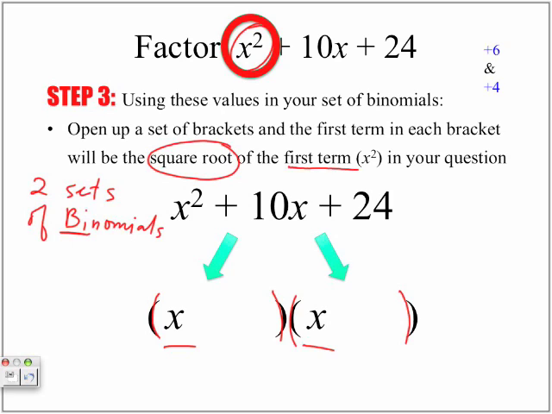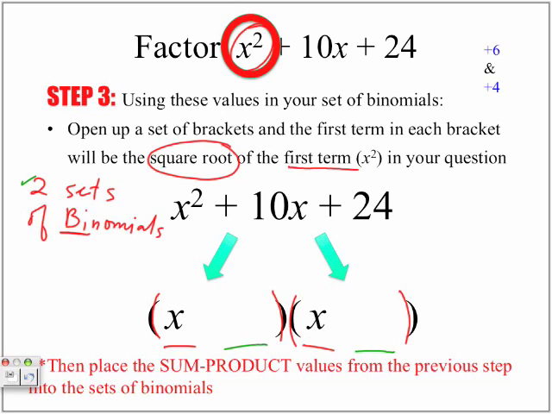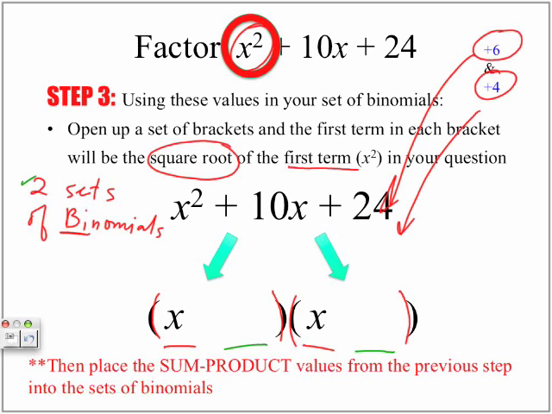So now to finish this, we need two sets of binomials. We need to figure out what the second term is in each one of these brackets. What we're going to place there are the sum product rule values from our previous step. So we're just going to put in positive 6 and positive 4. We'll put positive 6 in one of them, positive 4 in the other. The order does not matter. We could have put plus 4 first and then the plus 6. And here is pretty much our answer.